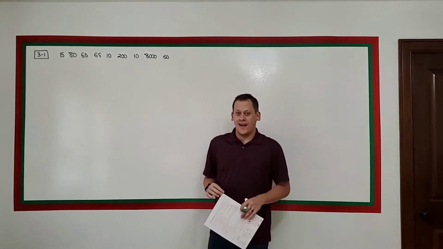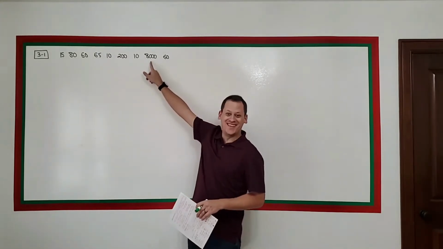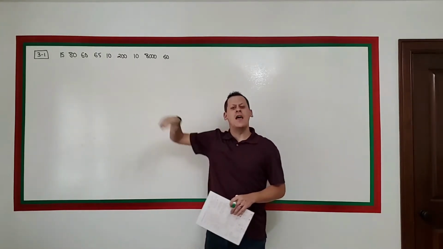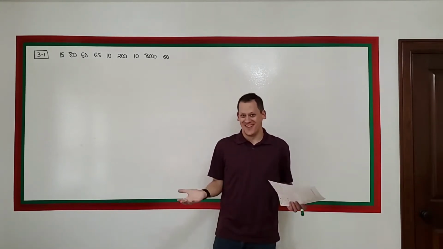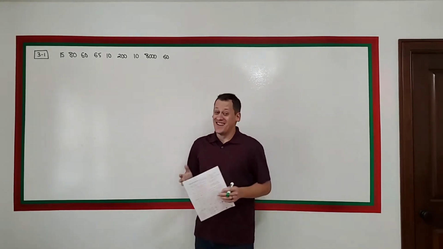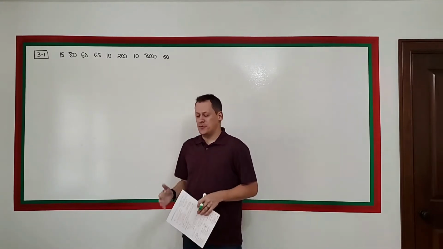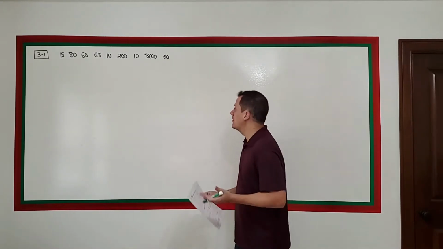I have concerns about this person. That's 8,000. Maybe they meant to put 80.00. Who knows, right? 8,000 is a lot. You would be attached to your phone. Maybe they were. I don't know.